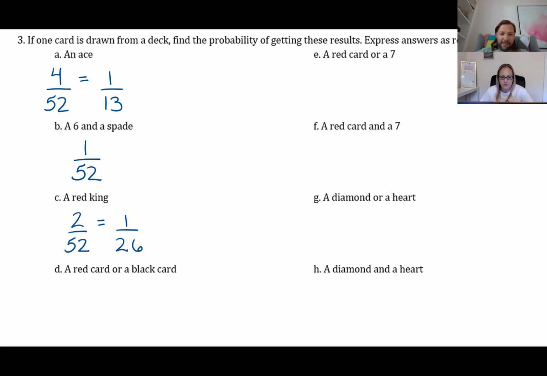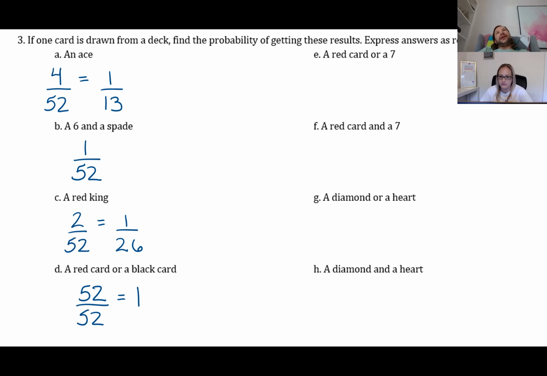Okay, D says a red card or a black card. So let's see, there's 26 red cards. There's 26 black cards. You don't have to worry about overlap because the card is either red or black. So you get 52 out of 52, which equals 1. And hopefully that makes sense. A probability of 1 is the same thing as 100%. If you pick a card out of a deck, what's the probability that it's either going to be red or black? Well, obviously those are your only choices, so it's 100%. Right.